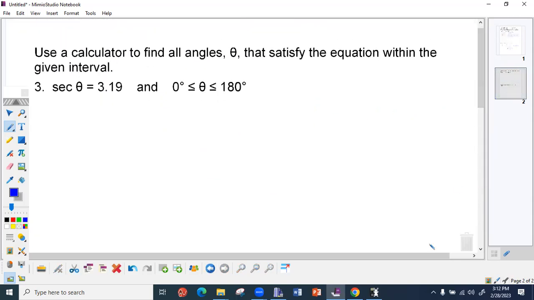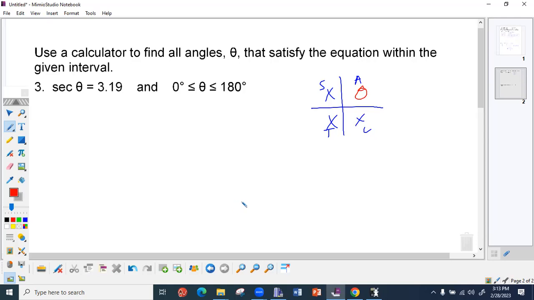Okay. Now it says use a calculator. Key thing here is we have secant and we want it to be positive. Where is secant positive? One and four. Okay, and then the next thing it tells us is that it only can be between 0 and 180. So what does that eliminate? 4. So we know that we're looking for our magic angle here. Theta has to be there.